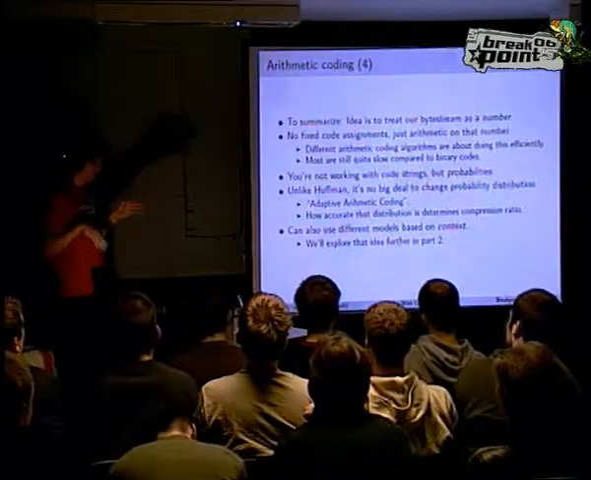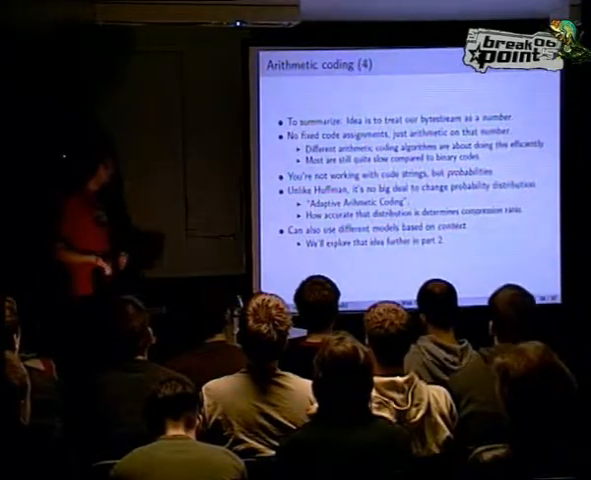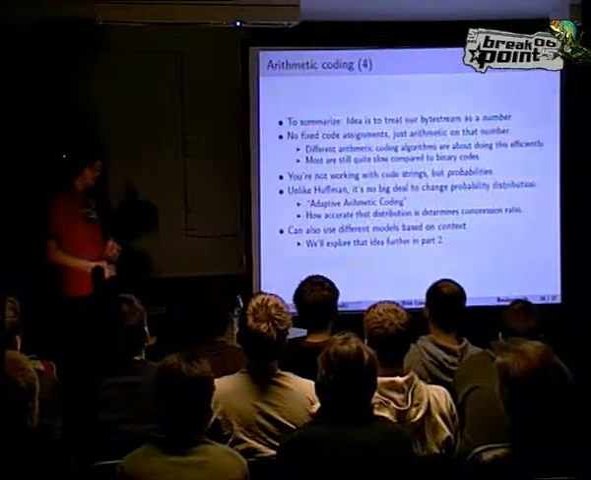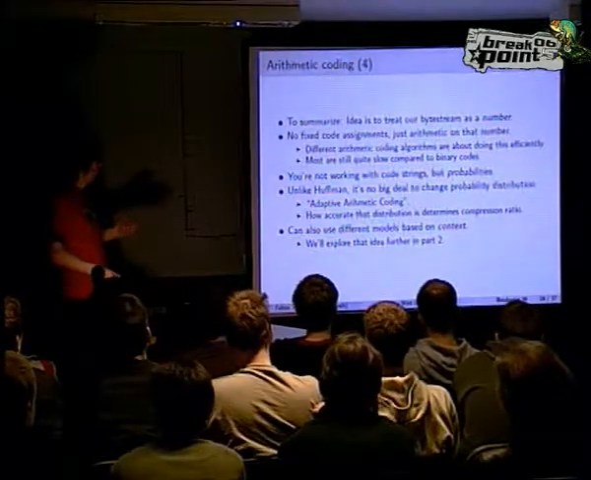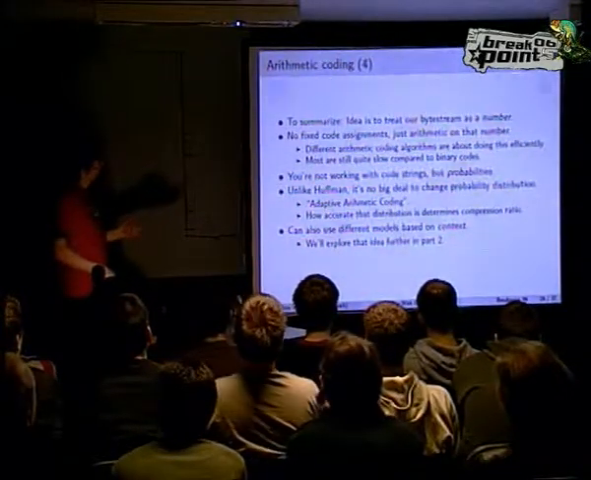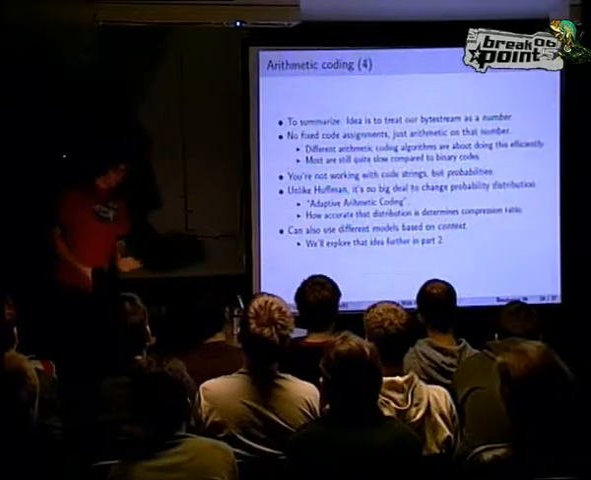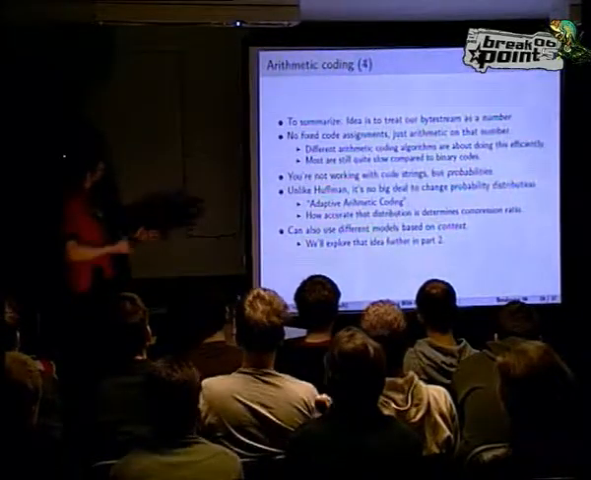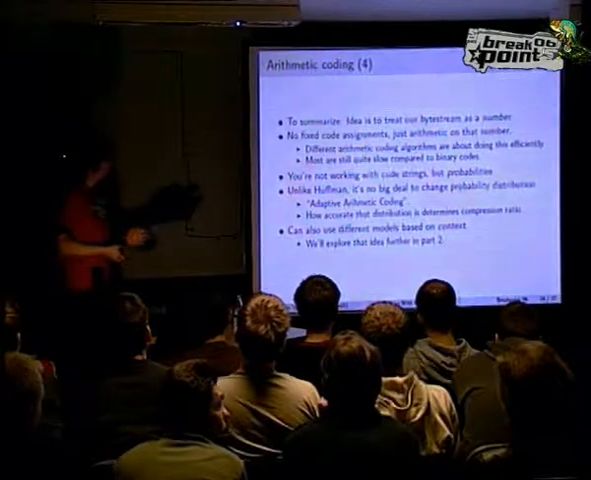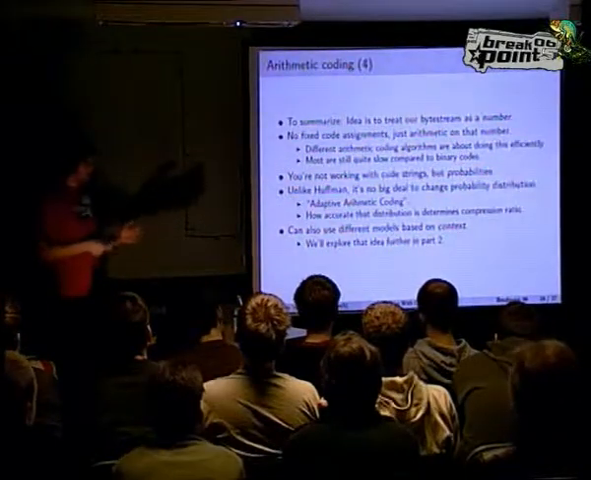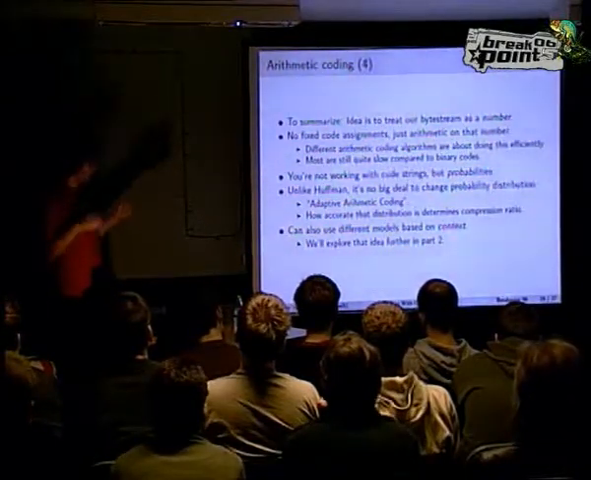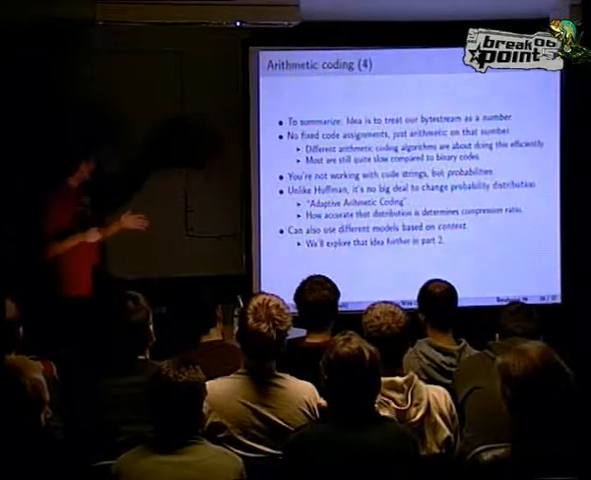Efficiently. But still, this is a lot of calculation per byte or per bit coded, so this is slower than binary codes, and noticeably so. One of the improvements you get from this, though, is that you're not working with code strings anymore, with individual characters that have a certain number of times it occurs.